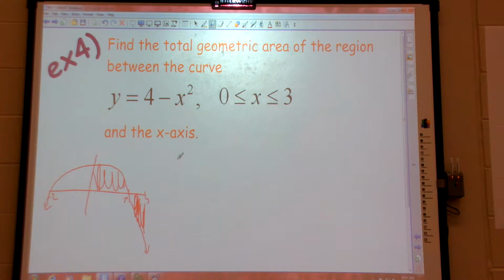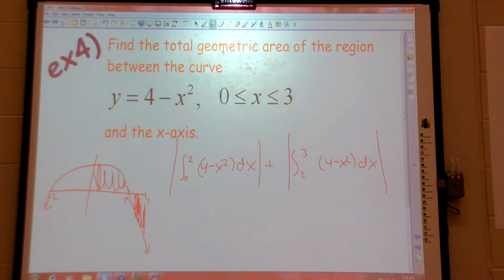So what I'm going to do is take the integral from 0 to 2 of 4 minus x squared dx. Now we know it's positive on that interval, correct? I'm going to go ahead and put absolute values, so whoever's grading my paper knows that I knew that. Then I want the integral from 2 to 3 of 4 minus x squared dx. And I know that's negative, so I definitely need absolute values there. That is the total geometric area.